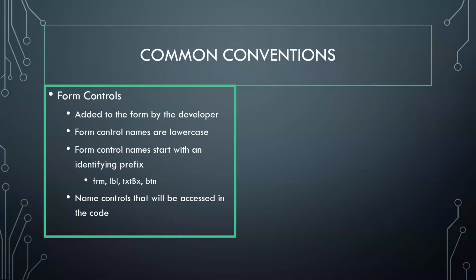Oftentimes, form names of controls will start with a prefix. So we might have LBL for label, TXTBX for text box. When we created ours, we actually used the full word text box as a prefix. And I did that because TXTBX.text is too many X's, gets too confusing. So I think it's clearer if we just use the whole word text box. But you could see all sorts of different abbreviations for different controls. But it's nice to have that prefix so we know what kind of control it is.